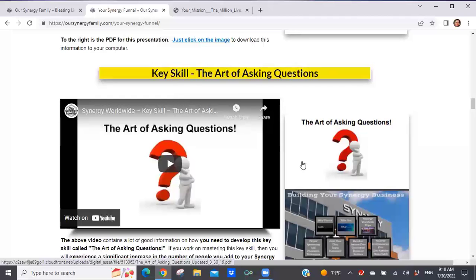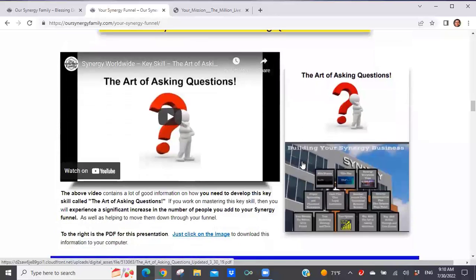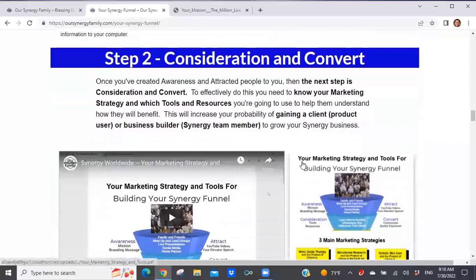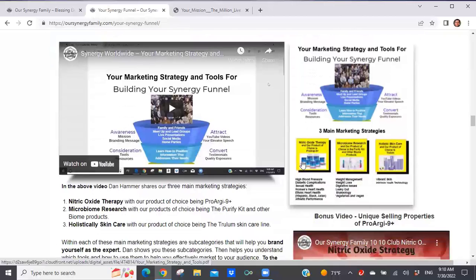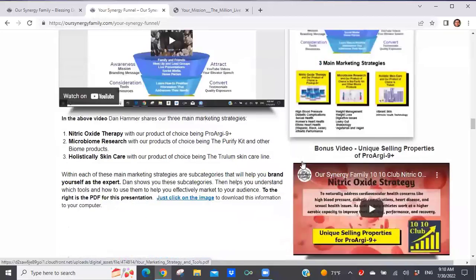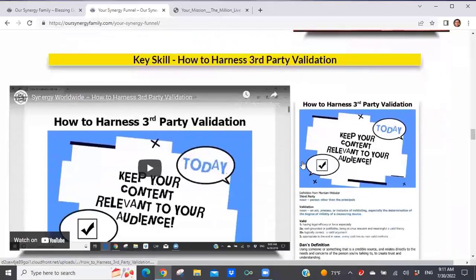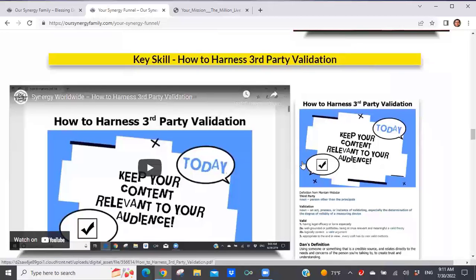And then once you've created interest in that process, it becomes a process of what we call validation, which we'll come to in just a second, which is right here. Step number 2, consideration and convert. How do you validate the different things that you're sharing with people? And again, as you go down through this, you're going to find some different things. I want to spend a little time here on this key skill, how to harness third-party validation.